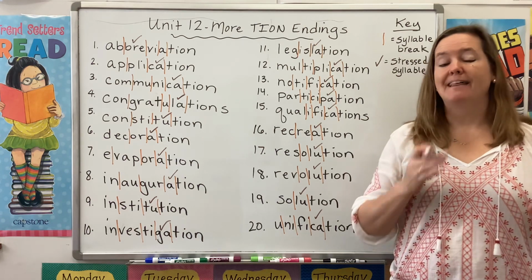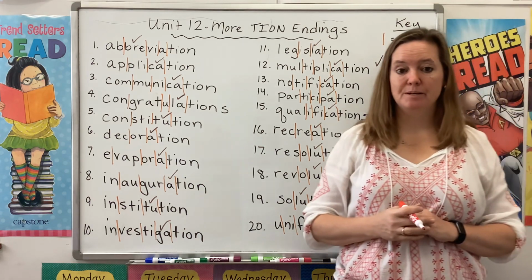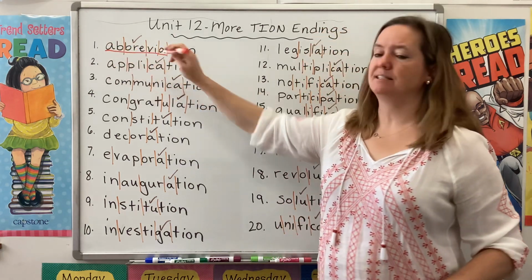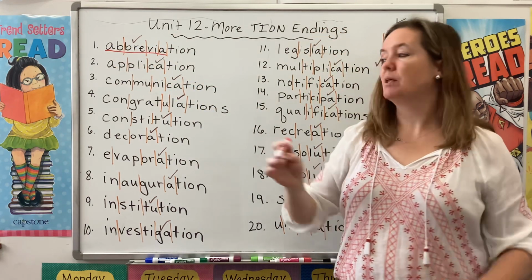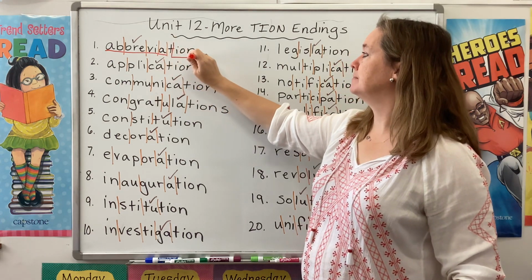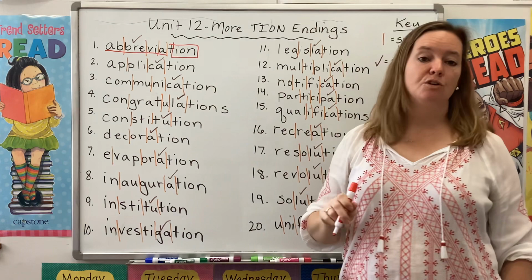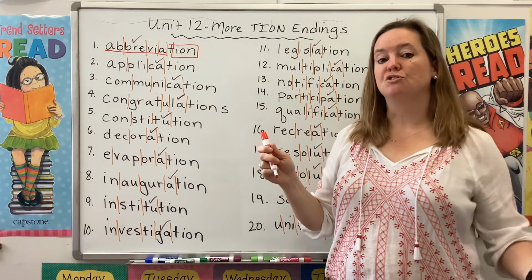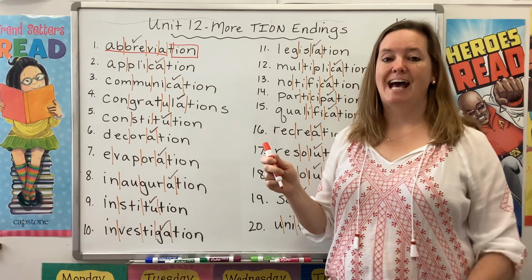the verbs that ended with a T sound. So for instance, when you abbreviate something, when you shorten it, you are making an abbreviation. Notice it already ended with a T, so all I did was drop the E and then add ION.